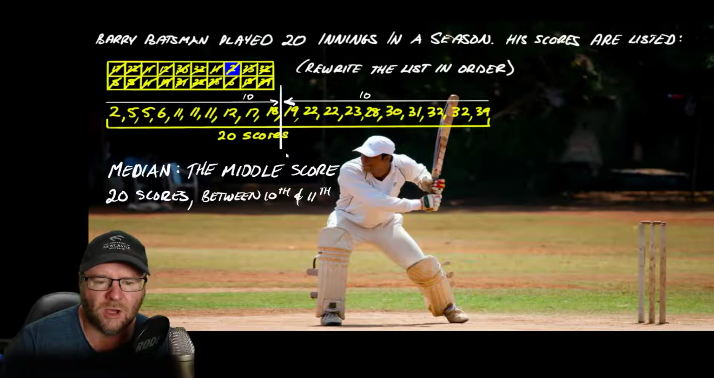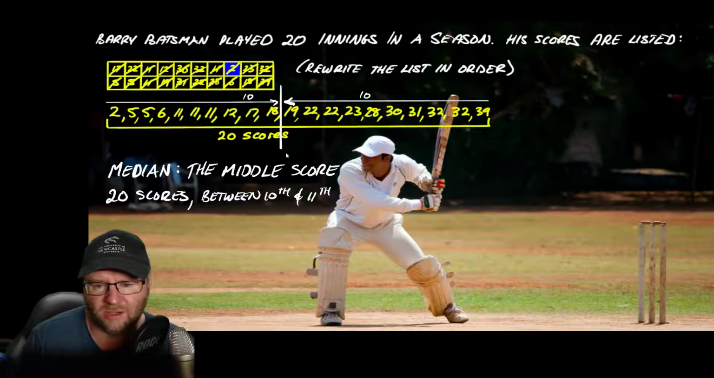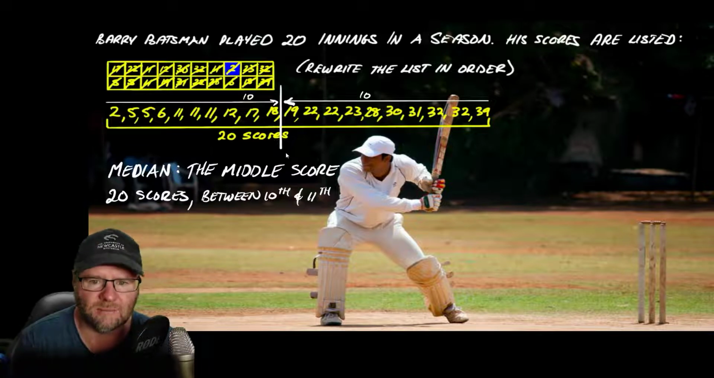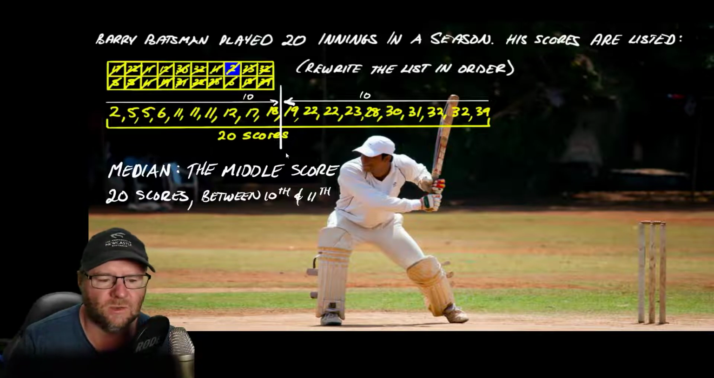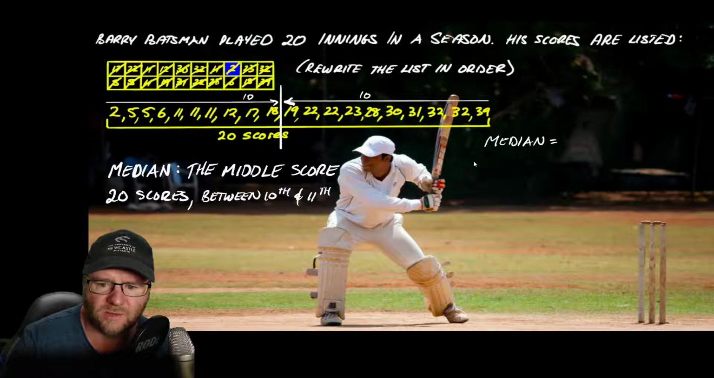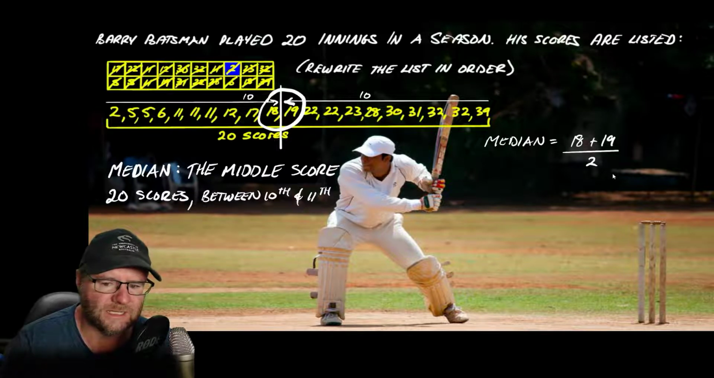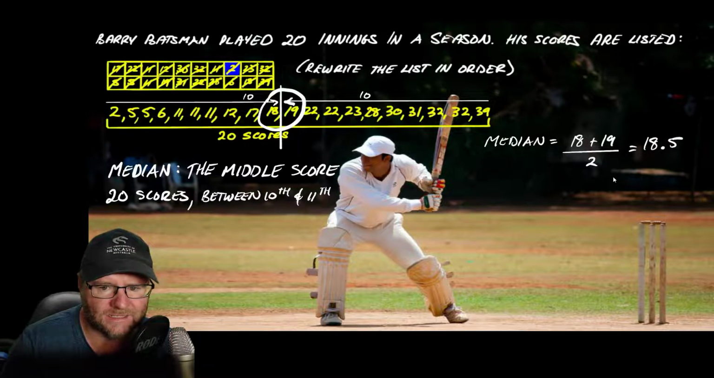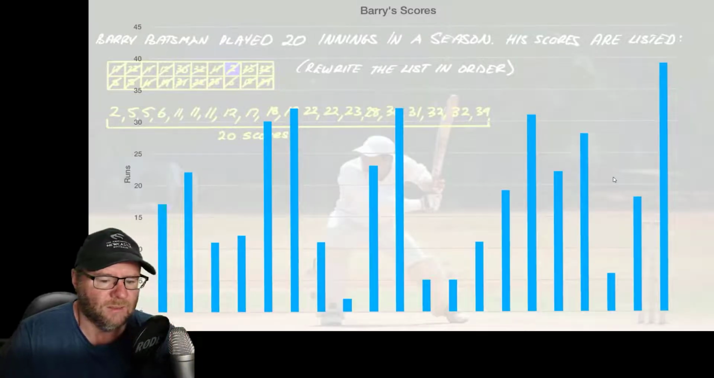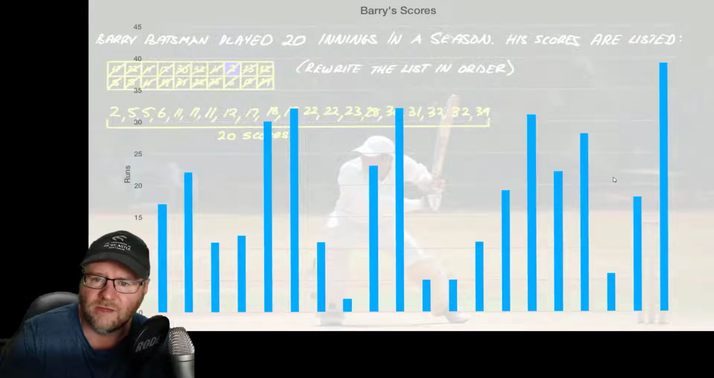Right. If there was a number on its own in the middle, so in other words, if I had an odd number of scores, it would just be that middle score. But I don't in this case. So all I do is I take the number that's halfway between them. Or in other words, I add them together and divide by 2 to get a median, in this case, of 18.5. Barry's scores, if I was to graph them out over a season, would look something like this.